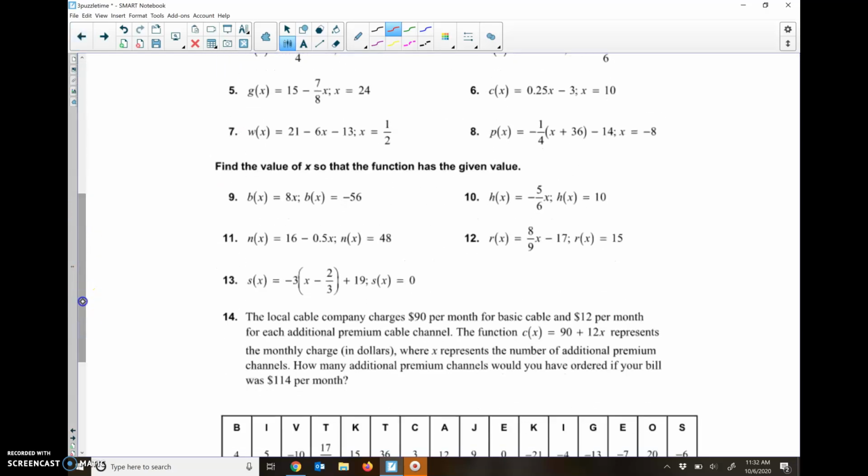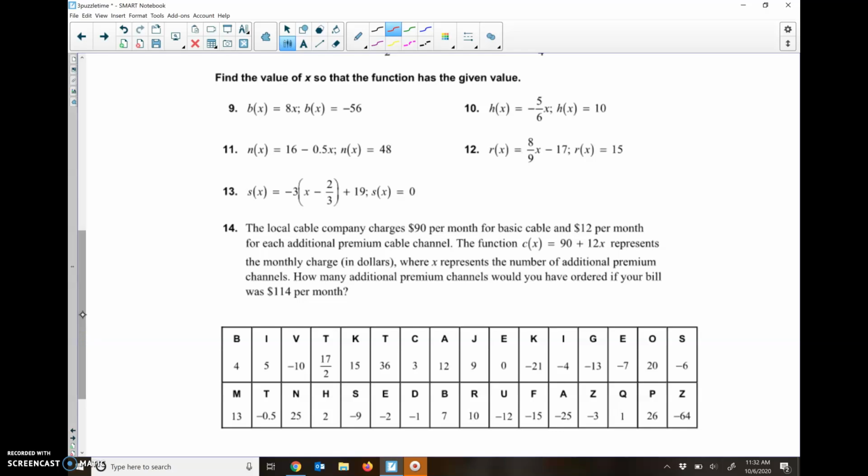So we end up circling the answers we got. And when we circle all those, we see it spells out: it takes the buzz. See, kind of like bus, buzz, bus. Get it?